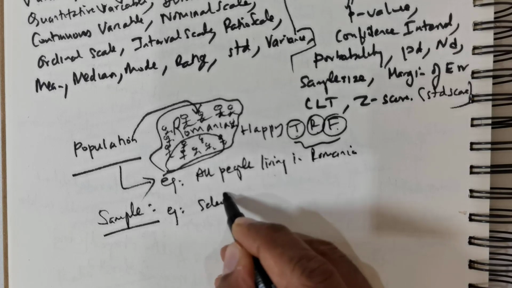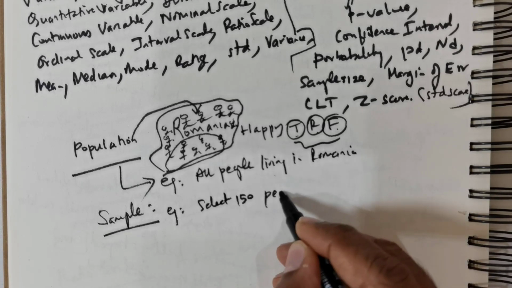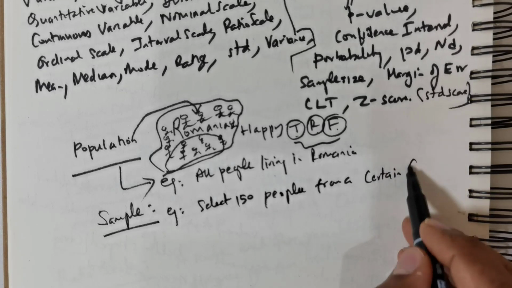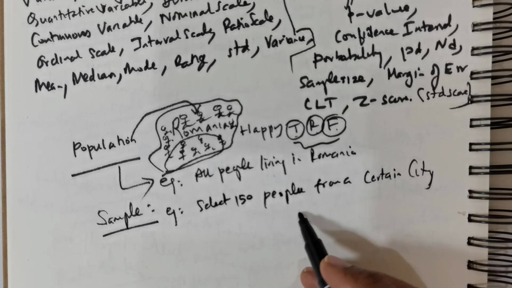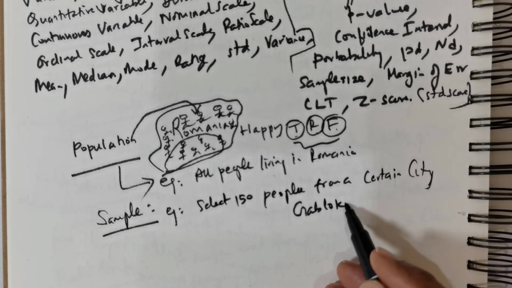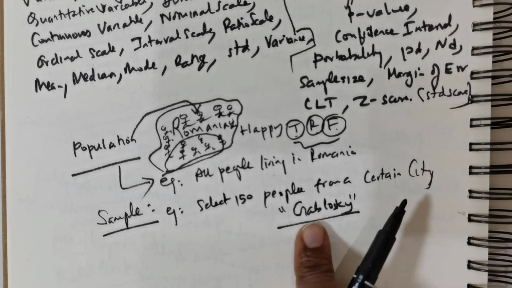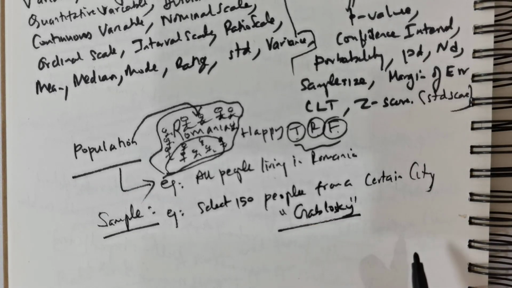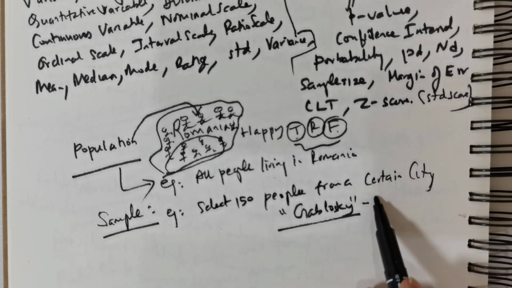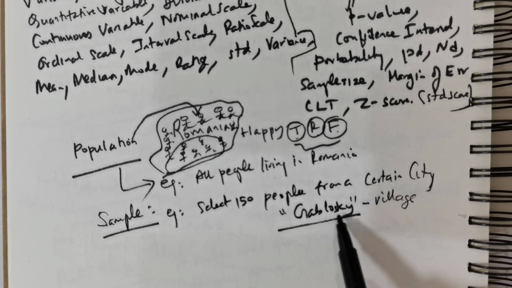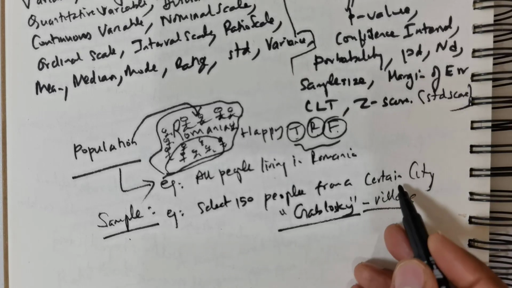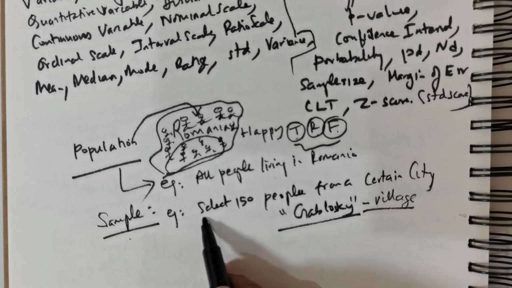So select 150 people from a certain city. Say some name of the city, say Gablowski. Let us imagine there is a city called Gablowski. So we collect 150 people from this city, or from this village. Say village is the best thing. From this village we collect 150 people. That is the sample. The process of collecting, right? We are selecting 150 people.